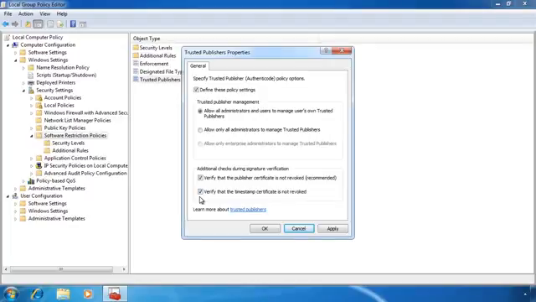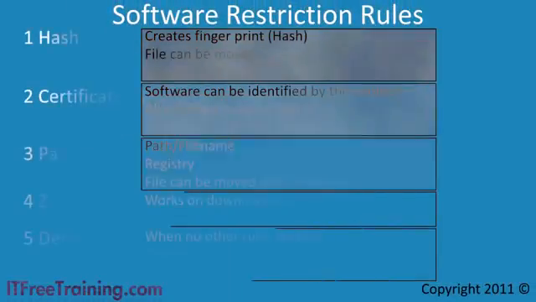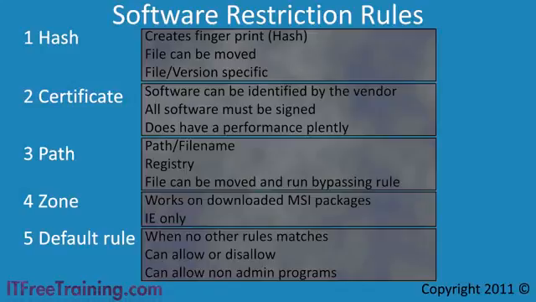Generally, checking the publisher's certificate is enough, but if you want extra security and don't mind the performance penalty, you can select this option. Now that you know what global settings are available, let's have a look at what rules can be applied with software restrictions.